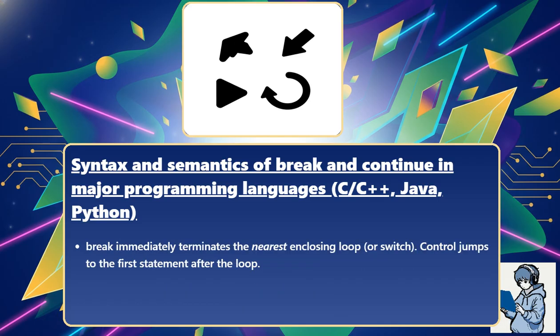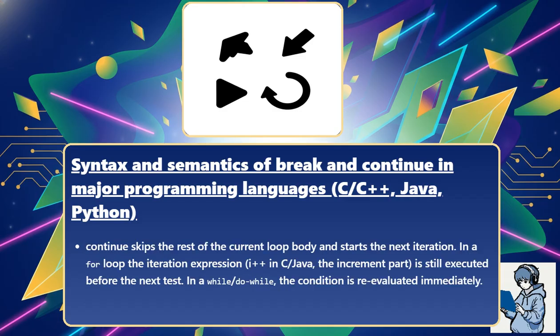Break immediately terminates the nearest enclosing loop or switch. Control jumps to the first statement after the loop. Continue skips the rest of the current loop body and starts the next iteration. In a for loop, the iteration expression, i++ in C or Java, the increment part is still executed before the next test. In a while or do while, the condition is re-evaluated immediately.